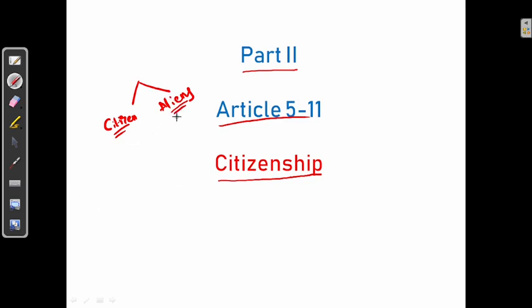Again, aliens are divided into two categories: friendly aliens and enemy aliens. Friendly aliens are nothing but those from countries with which we have cordial relationships, whereas enemy aliens are those with which India has some warlike situations.